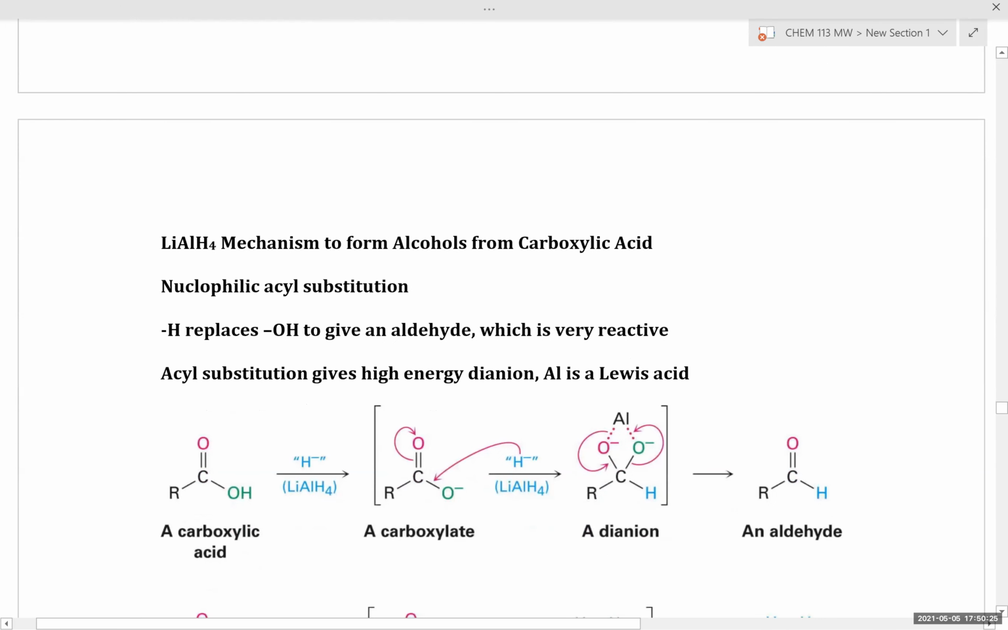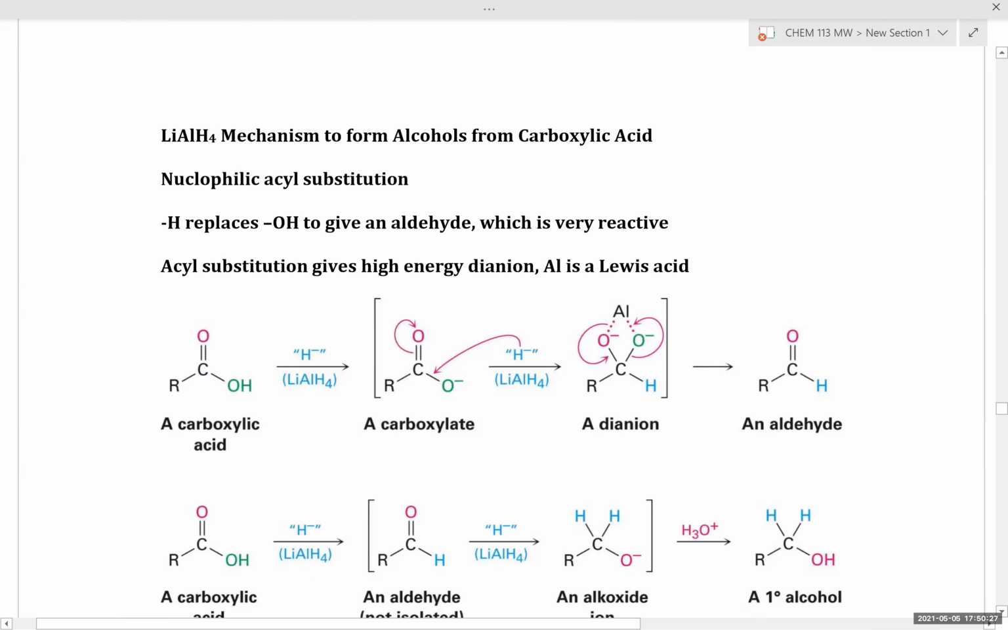Okay, so let's keep going then. Interestingly, you can also generate alcohols directly from carboxylic acids via reduction with lithium aluminum hydride. One thing to note is that the aluminum doesn't just have a bond to a hydride equivalent. The aluminum can also coordinate and function as a Lewis acid.